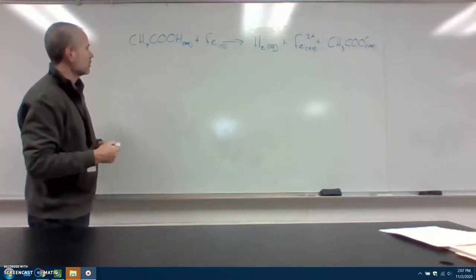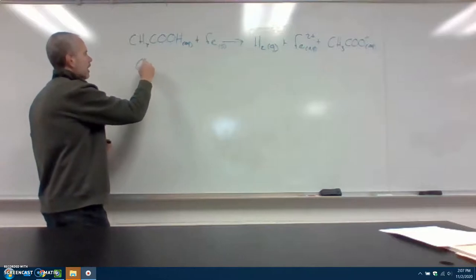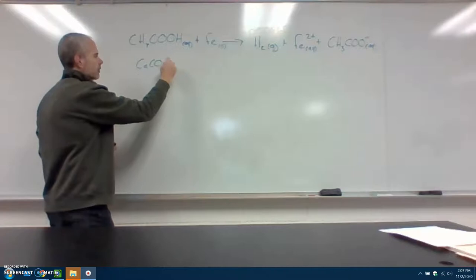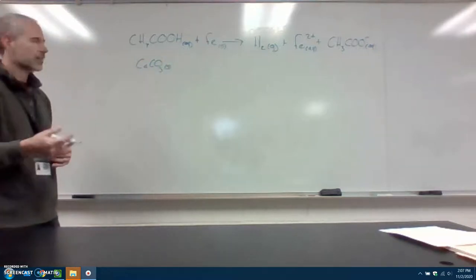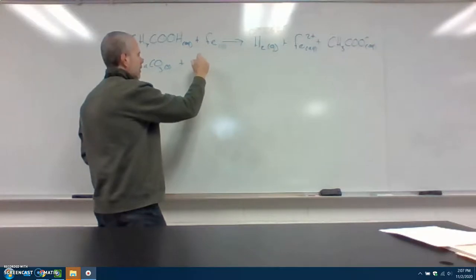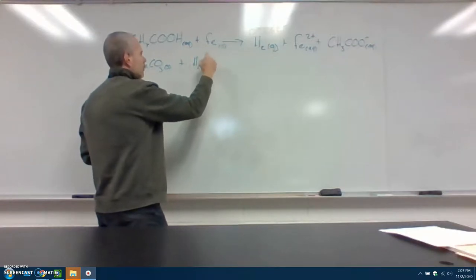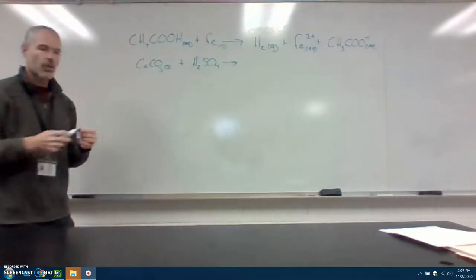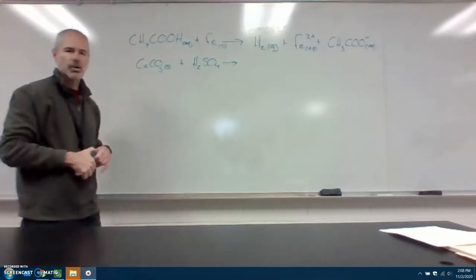Now, another example I could do, let's do the calcium carbonate. This is a little bit of a tricky one. That was the white powderish stuff, calcium carbonate. And we'll mix this one up with sulfuric acid. So I'm just writing the whole thing out, and then we can break it apart as we're going through.